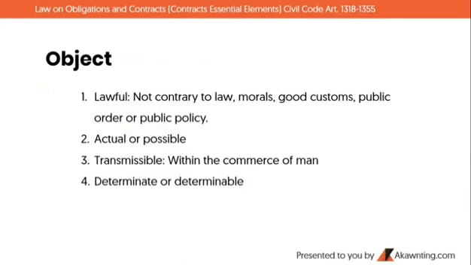Okay? So, ayan. Next, punta tayo sa object. What are the requisites of an object? So, number 1, an object must be lawful. Pag sinabi nating lawful, ayun, not contrary to law, morals, good customs, public order, or public policy. Okay? So, may mga na-example na tayo last time sa mga obligations topic ng mga unlawful, di ba? Unlawful na ganyan. Okay? So, for example, bawal magbenta ng shabu.